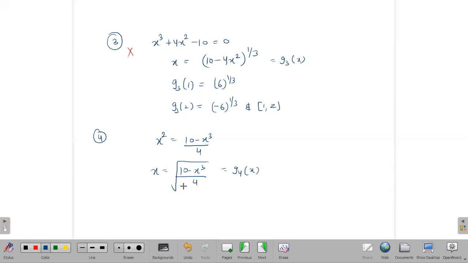So it is a continuous function. Yes, it is a continuous function on [1, 2], because the interval is finite and you will get finite values on this interval. And what about maps into itself? At least check at the boundary points first of all. G4 at 1 is 3 by 2, which belongs to [1, 2]. And G4 at 2 is root 2 by 2, so it is 1 by root 2. That does not belong to [1, 2], because 1 by root 2 is approximately equal to 0.707. So you cannot proceed with this G4 of x.